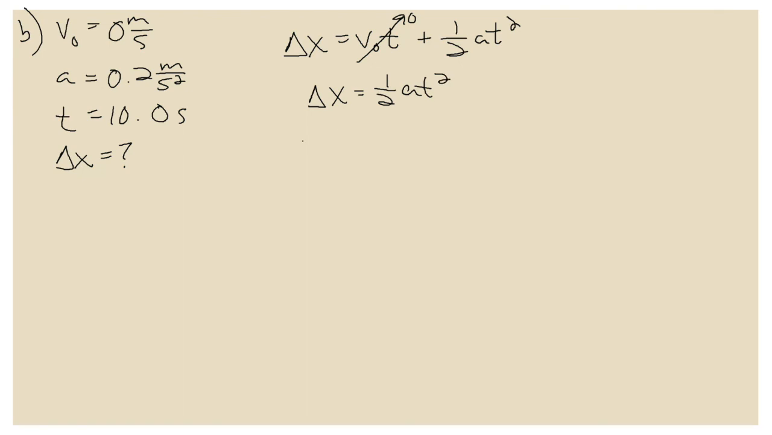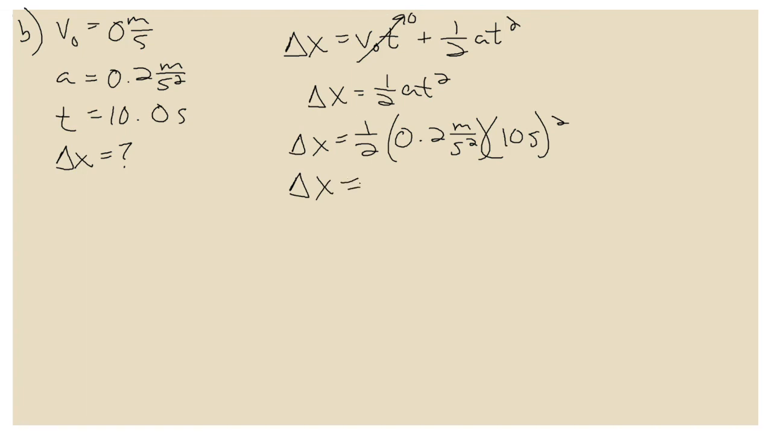equals 1/2 at squared. And so delta x is going to be 1/2 a, 0.2 meters per second squared, times t squared, which is 10 seconds, and then we got to square that. And so taking a look at the math here, we have 10 squared is 100. 1/5 of 100 is 20. And then half of that is 10. And so the displacement here is going to be 10 meters.